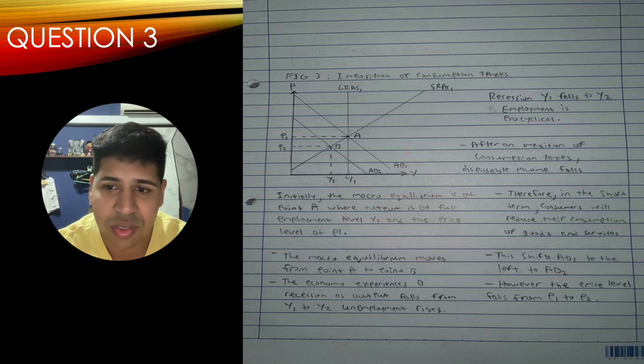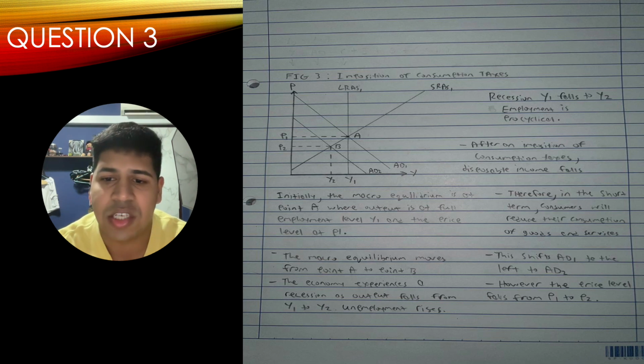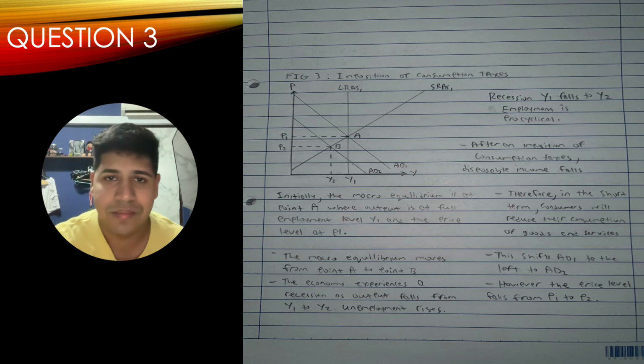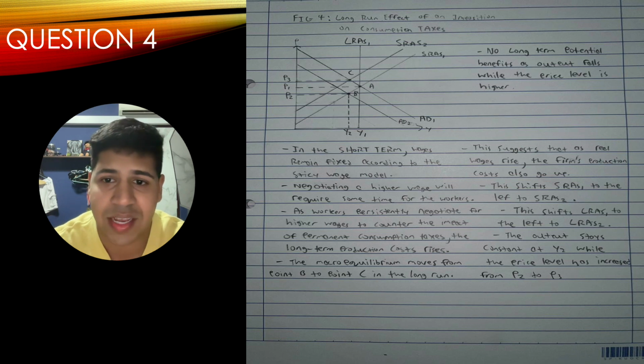However, there is an interesting effect on the price level. The price level falls from P1 to P2. So, to sum up, consumption taxes impact the macroeconomy by reducing consumer spending, leading to recession with lower output, Y2, and somewhat counterintuitively, a lower price level, P2. Thank you. So question number 4, long run effect of an imposition of consumption taxes.